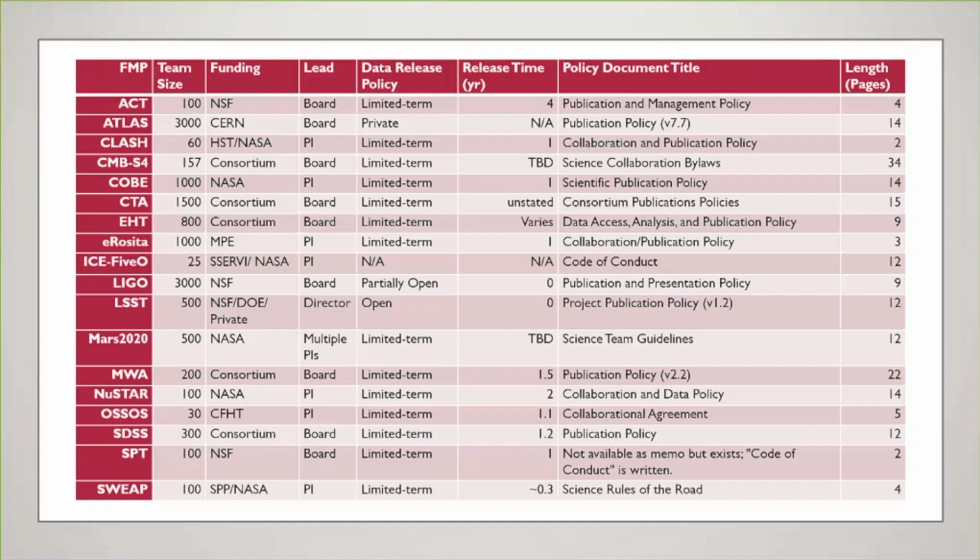You can see who is funding this, the size, who's leading the effort. Is it led by a PI or a board? What's their data release policy? I'll mention that briefly. It turns out data release policies are really important for how this works out. And you can see here that they're not always called publication policy. We had names from science team guidelines, some of them were codes of conduct, some of them were science collaboration bylaws, another title was science rules of the road.